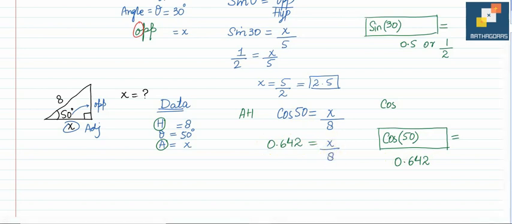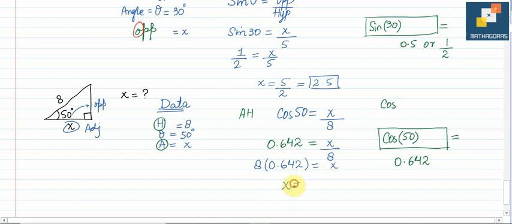Now we all know that to find the value of x, we need to shift 8 on the left side. 8 is dividing with the x on the right side, so when we shift on the left side, it will be multiplied with 0.642 is equals to x. So 8 multiplied by 0.642 gives you the value of 5.136. That is your answer.